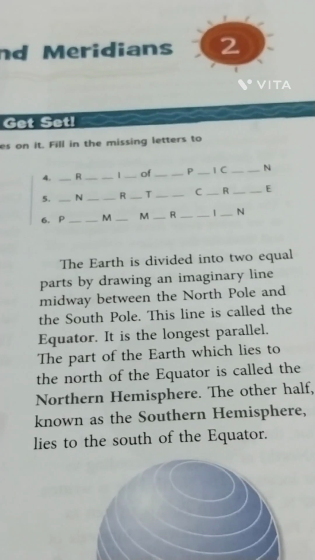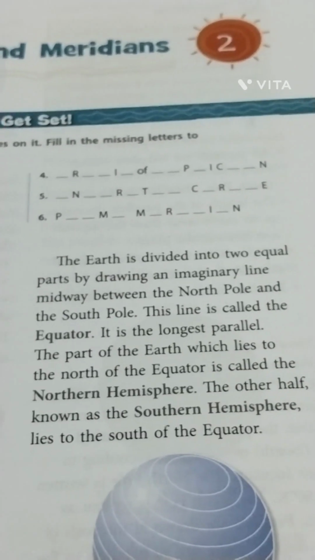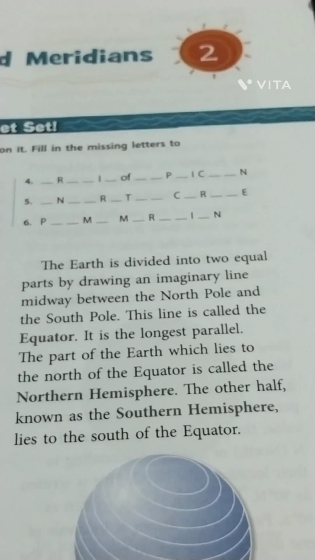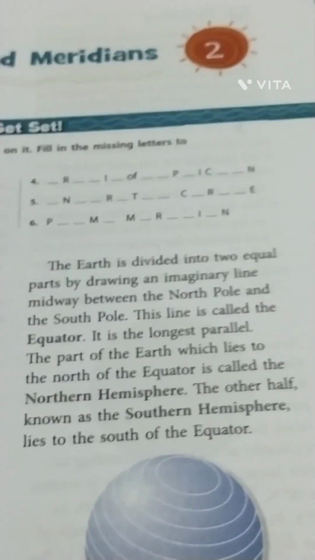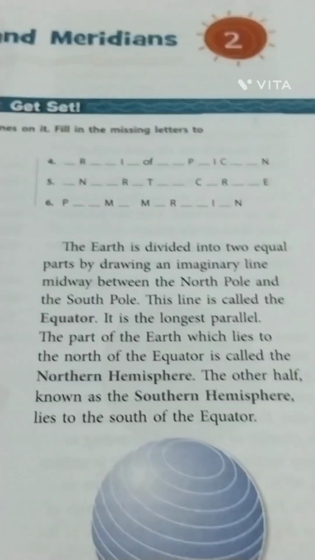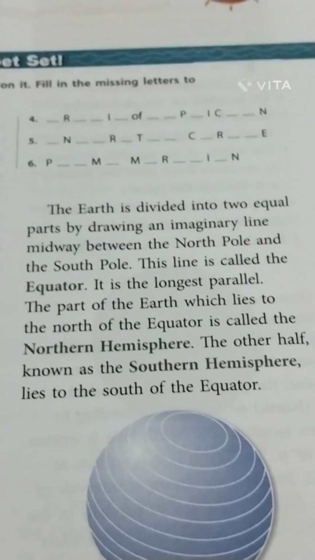It is the longest parallel. The part of the earth which lies to the north of the equator is called the Northern Hemisphere. The other half is known as the Southern Hemisphere. The Southern Hemisphere lies to the south of the equator.